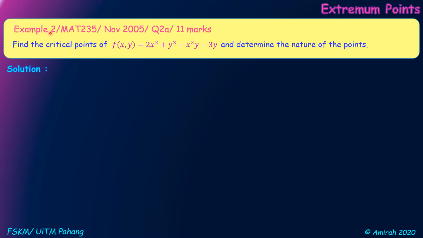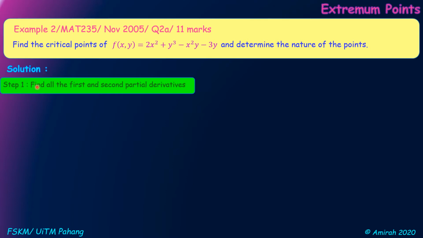Now we look at example 2 from the previous semester papers. Find the critical points of f(x,y) equals 2x squared plus y cubed minus x squared y minus 3y, and determine the nature of the points.